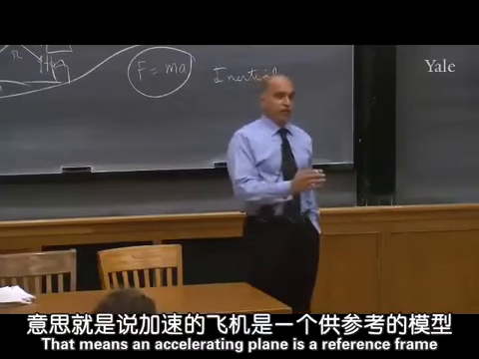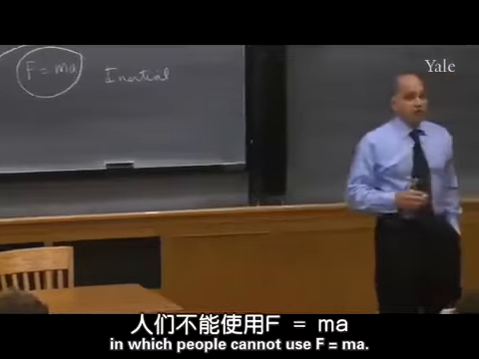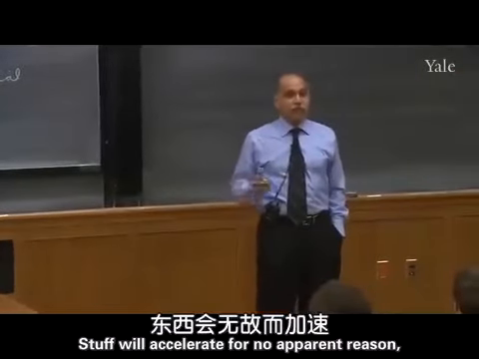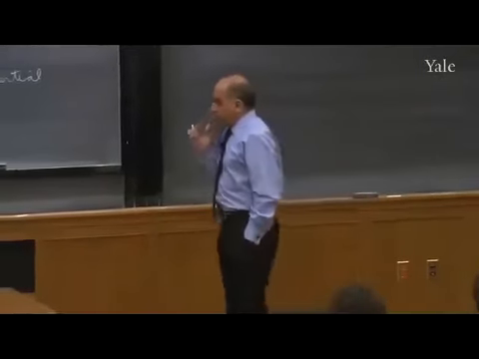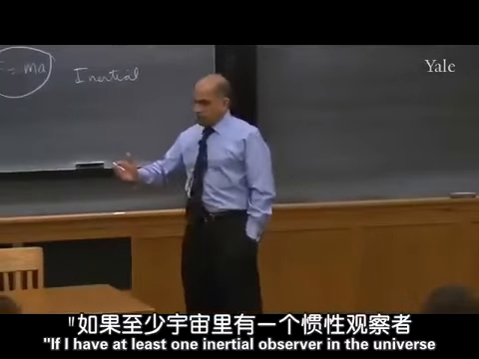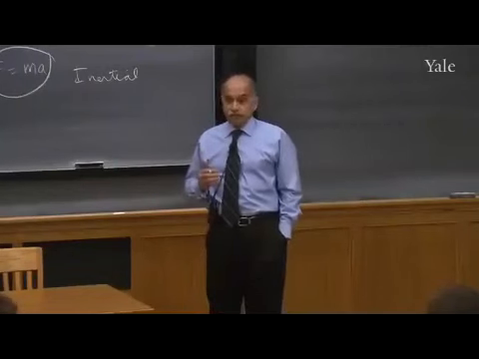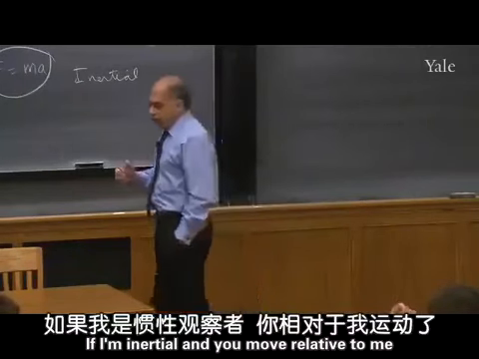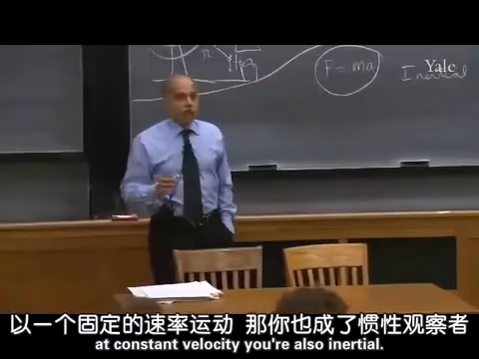That means an accelerating plane is a reference frame in which people cannot use F equals ma. Stuff will accelerate for no apparent reason. So not everybody is inertial. So you can ask, if I have at least one inertial observer in the universe, does it imply others? And the answer is yes. If I'm inertial and you move relative to me at constant velocity, you are also inertial.